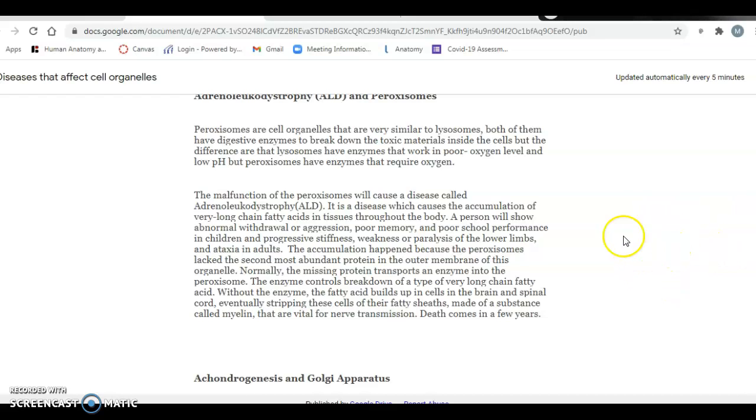So after reading through this, if you realize that something is not being broken down, you know it's either going to be the peroxisomes or lysosomes, and then you can identify which one if it has high oxygen or low oxygen.